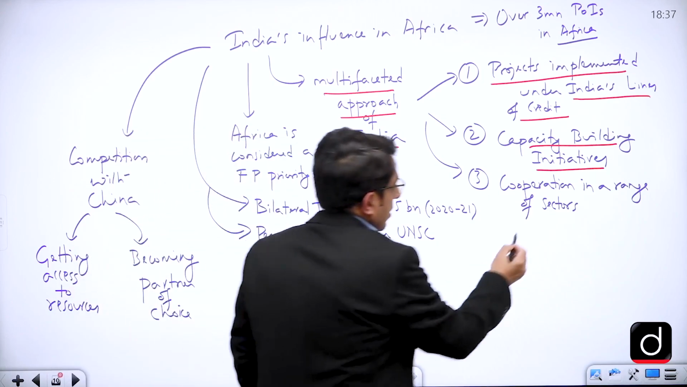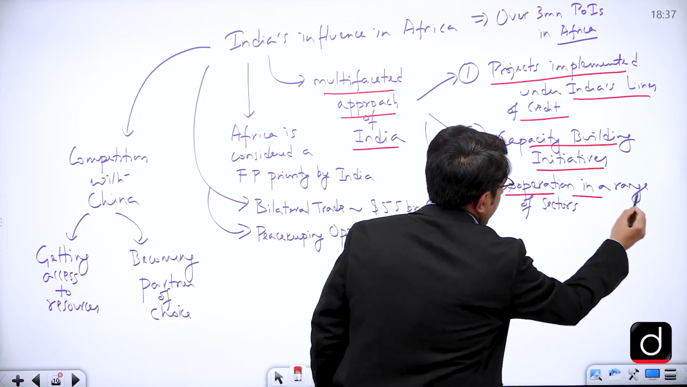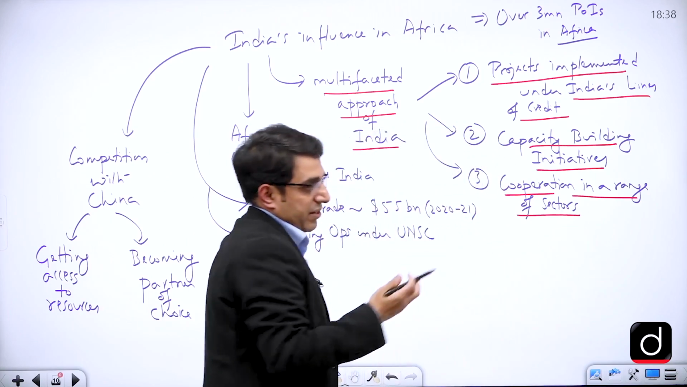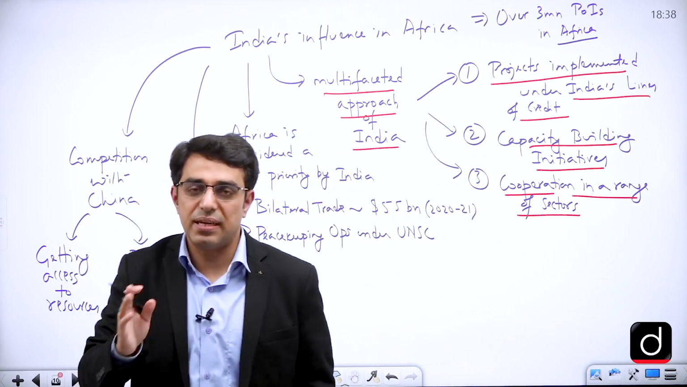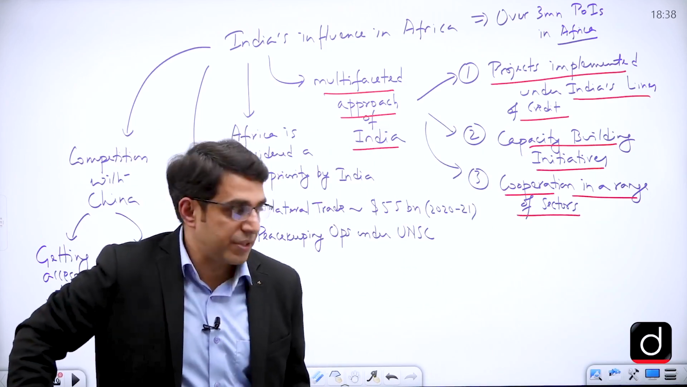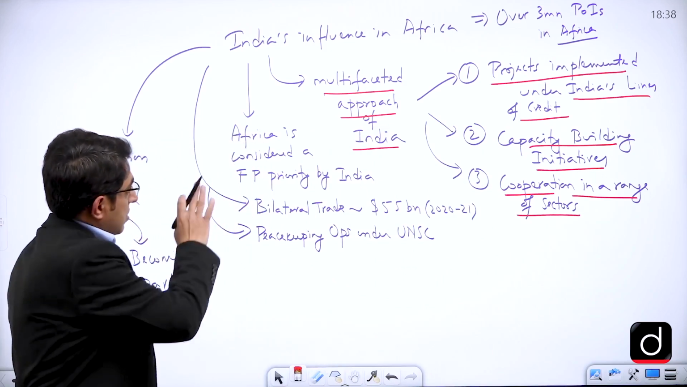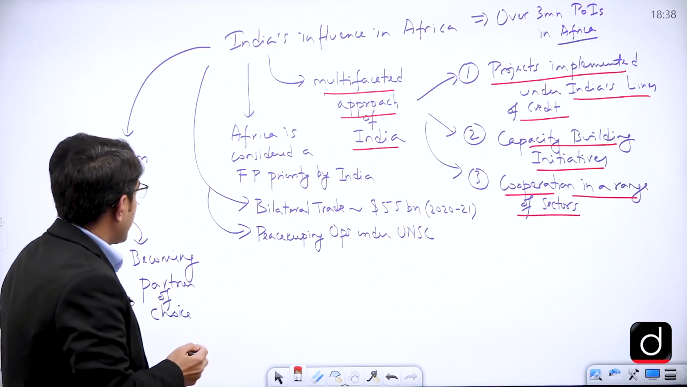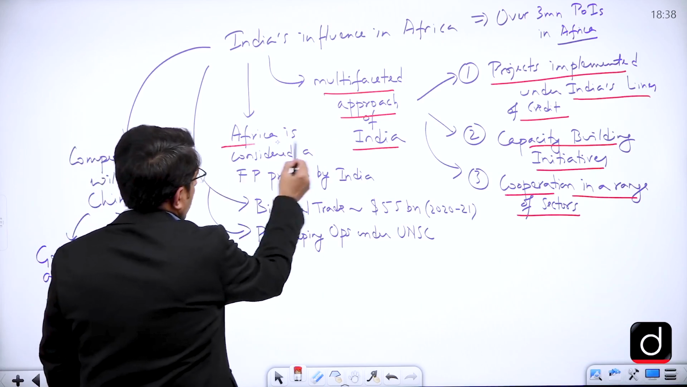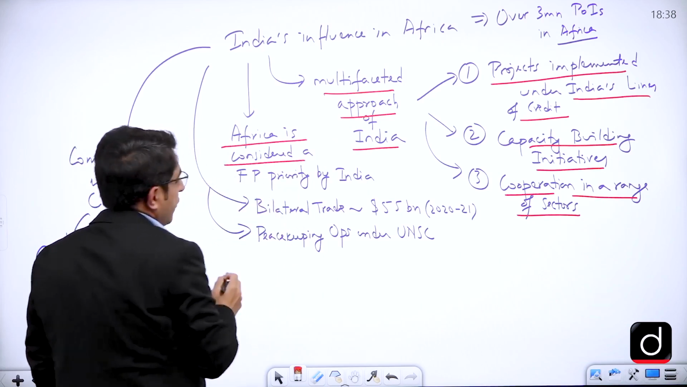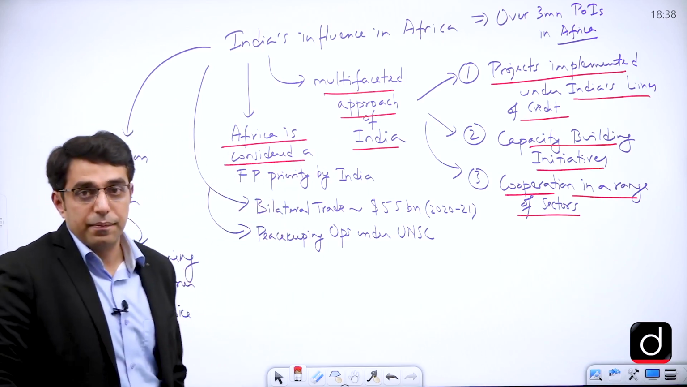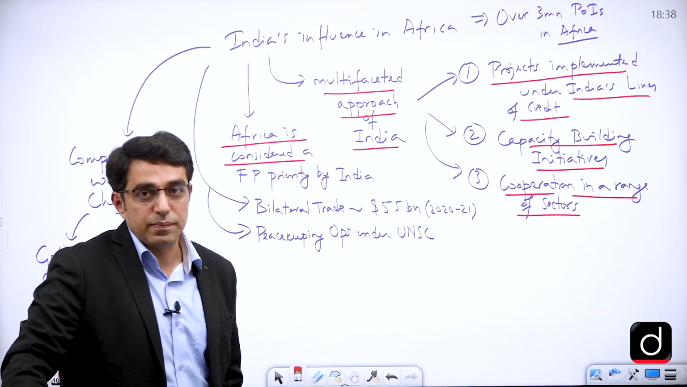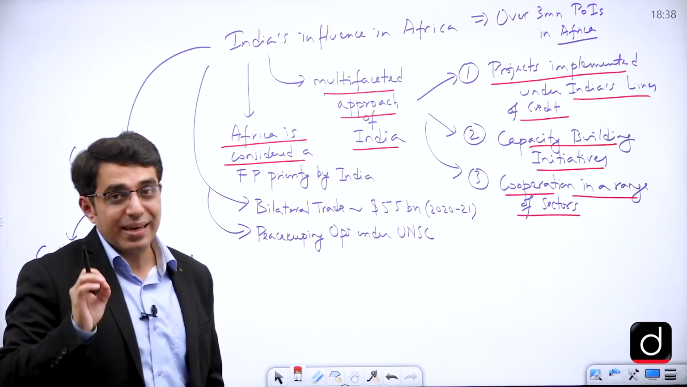Then thirdly, India has been cooperating with African countries in a range of sectors. Across sectors, India has been helping out the African countries. So, this is the first part where we talk about the multifaceted approach of India towards Africa. Then we can also write that Africa is considered a priority of India's foreign policy. It is a priority region, not a neglected region.